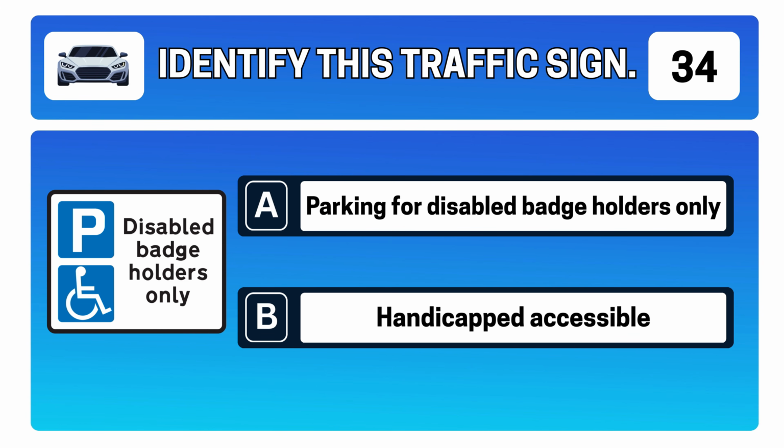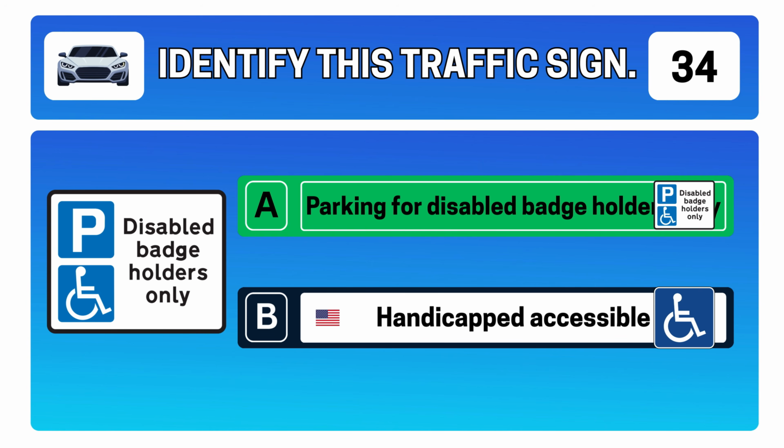Identify this traffic sign. A. Parking for disabled badge holders only. B. Handicapped accessible. Nicely done. This is the parking for disabled badge holders only sign.